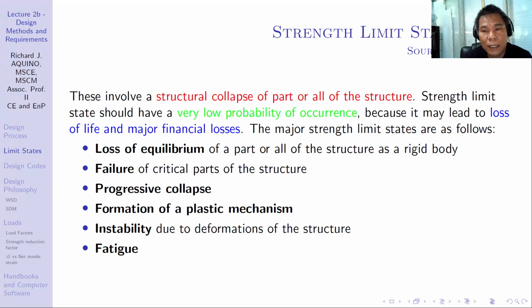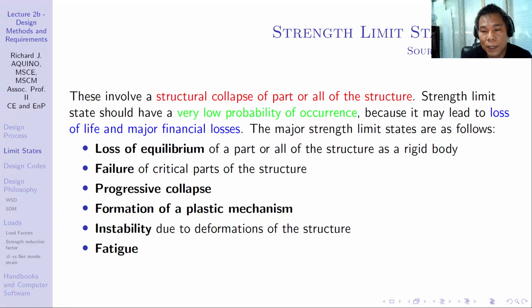The strength limit states involve a structural collapse of part or all of the structure. Strength limit states should have a very low probability of occurrence. Take note, it should have a very low probability of occurrence because it may lead to loss of life and major financial losses. We always protect the loss of life.